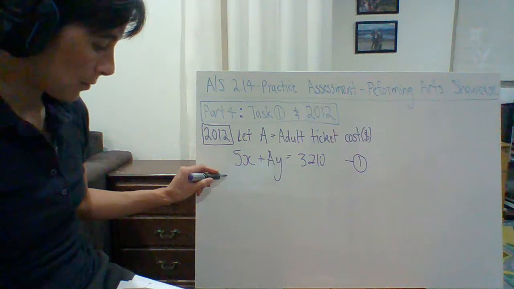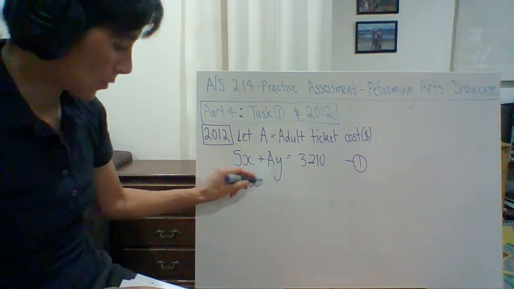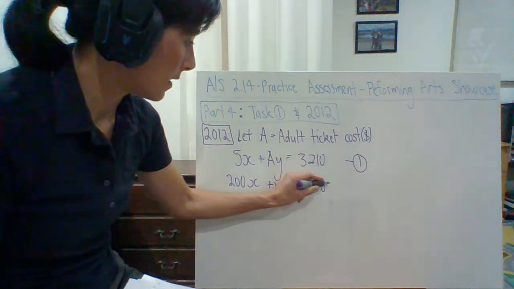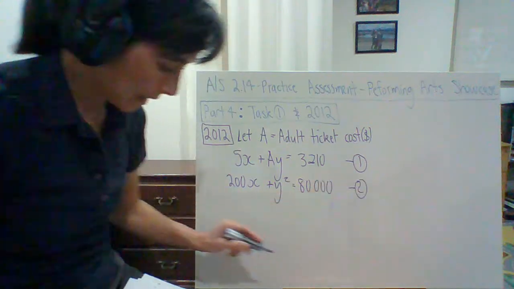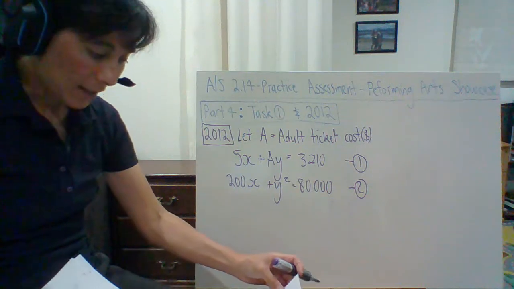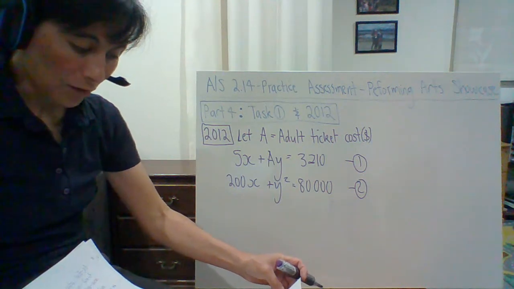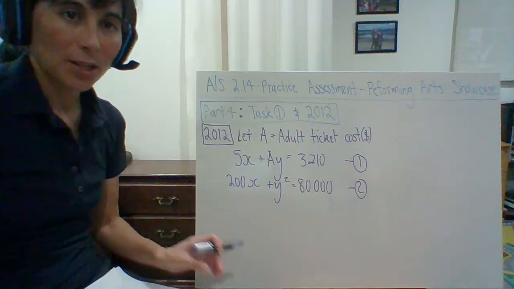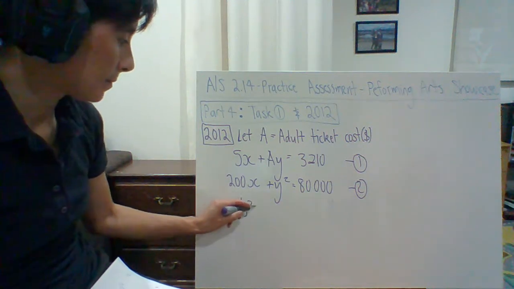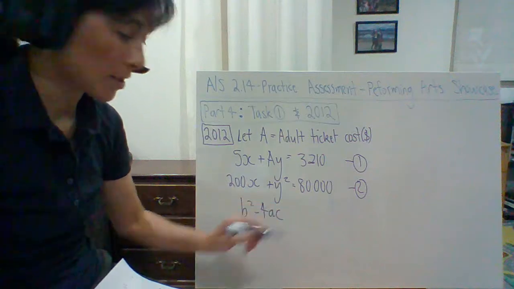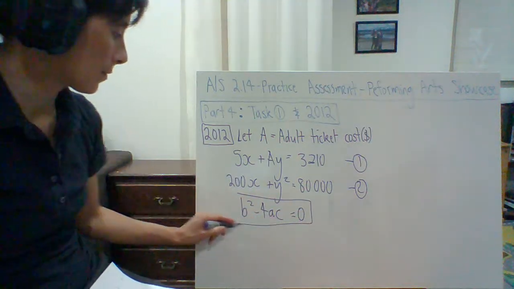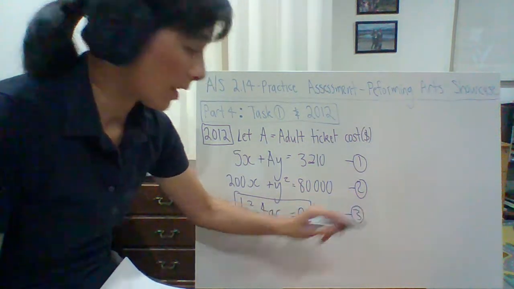We're given equation 2, which is 200x plus y squared equals 80,000. And we're also told a critical bit of information, which is that there needs to be only one possibility for the number of child and adult tickets to be sold. So going back to our understanding of the discriminant of a quadratic, b squared minus 4ac, the part under the square root in the quadratic, must equal 0. We'll call that equation 3.